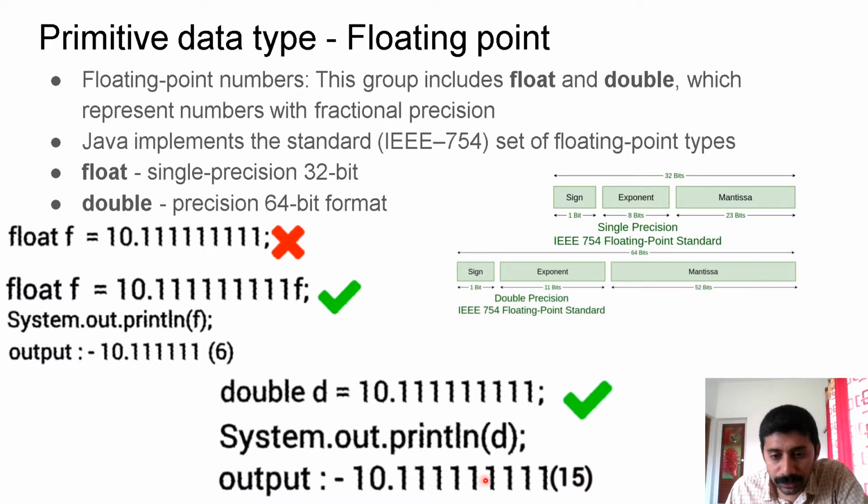In our case you don't have 15 positions, but double precision can support up to 15 positions after the decimal point. A single precision float data type can support only 6 places, whereas double can support 15 positions after the decimal point. So this you have to remember. And by default, if you represent a fractional value like this, the compiler will treat this as of type double. So to indicate that its type is float, you have to suffix an f at the end.